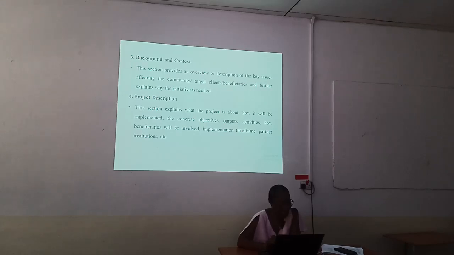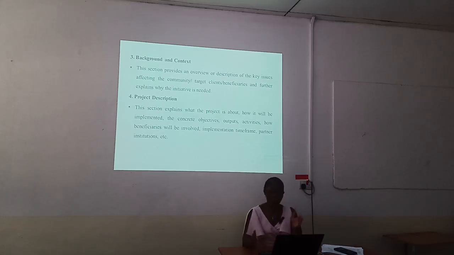And component number 4 is project description. What is your project all about? You need to explain it. What is it all about? How will it be implemented? Objectives, outputs, activities. So the project description, you realize, will be a bigger section. The objectives, the activities that you are going to carry out.